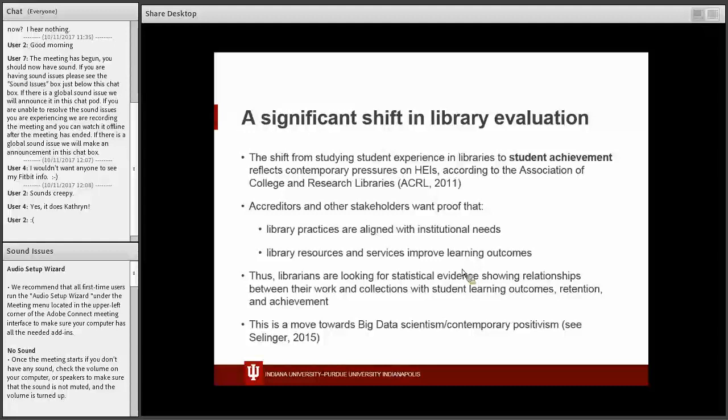So librarians are looking for statistical evidence showing relationships between their work and collections with things like student learning outcomes, retention, and achievement. But the problem with this is a move towards big data scientism, where we trust all this data that we can get, and that's really the only thing we believe is valuable, looking at all this data and doing all this data analysis. I have a colleague down at IU Bloomington who argues, well, what about doing anthropological studies? What about doing qualitative studies? What about asking students questions instead of surveilling their life? There are alternatives to just surveilling students and analyzing their life.